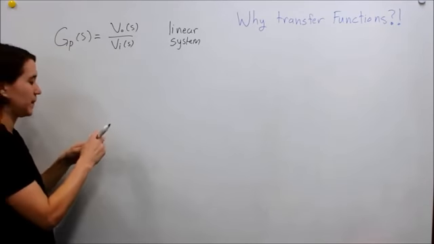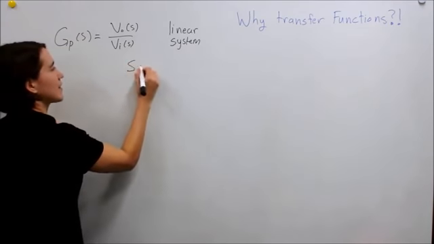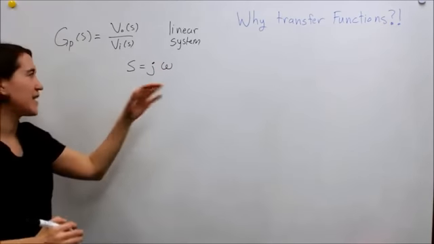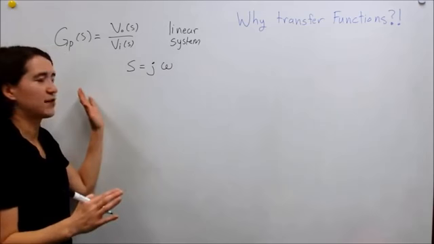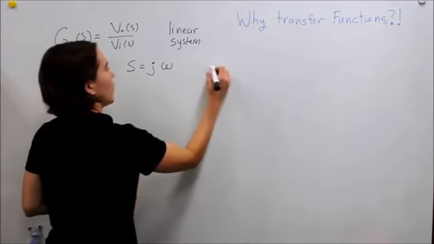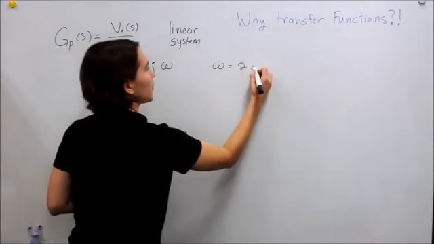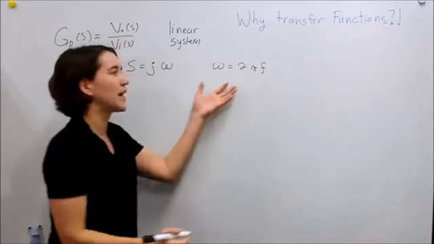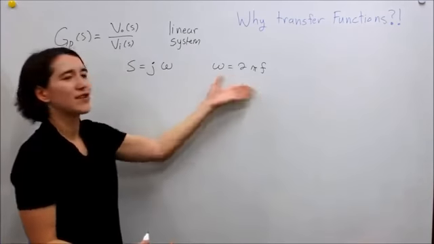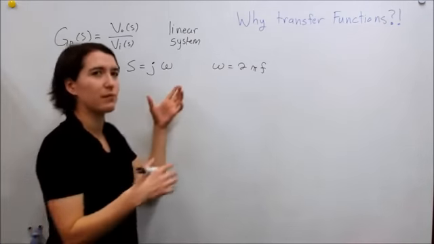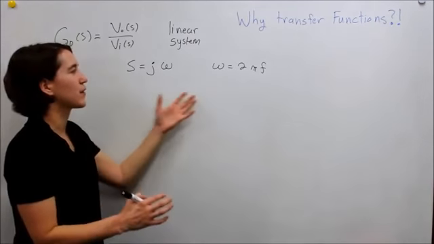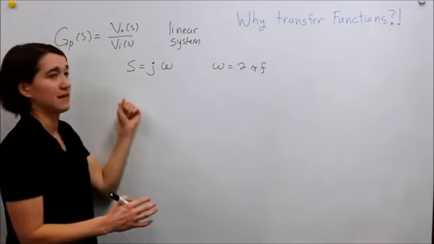So recall, S equals j omega. I just memorized this, S equals j omega, always. And then what is omega? Omega is equal to 2 pi frequency. So it's the frequency in radians. So if you memorize these two equations, you can always remember where it's coming from. And what we're looking at essentially is how the frequency affects the system.